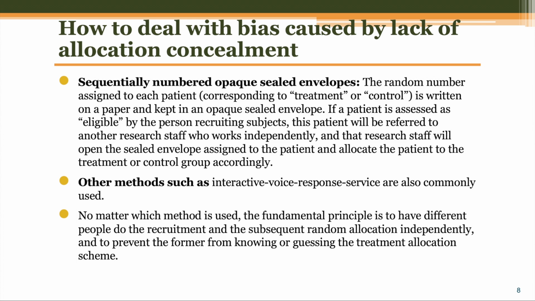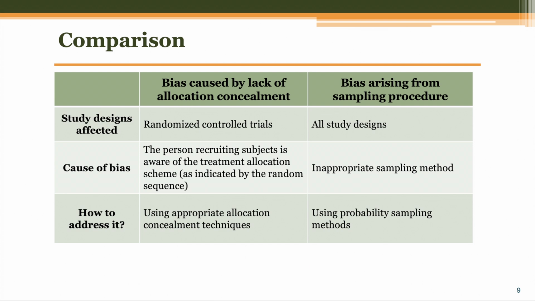Other commonly used methods include interactive voice response service. No matter which method is used, the fundamental principle is to have different people do the recruitment and the subsequent random allocation independently, and to prevent the former from knowing or guessing the treatment allocation scheme. Now let's wrap up by comparing bias caused by lack of allocation concealment and bias arising from sampling procedure from 3 different perspectives. First, study designs affected. Bias caused by lack of allocation concealment only affects randomized controlled trials since random allocation is a unique process of RCTs.